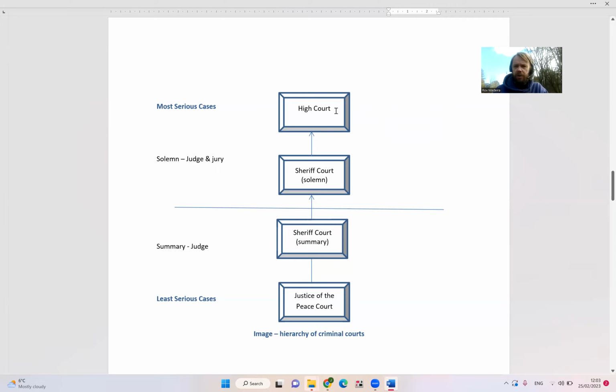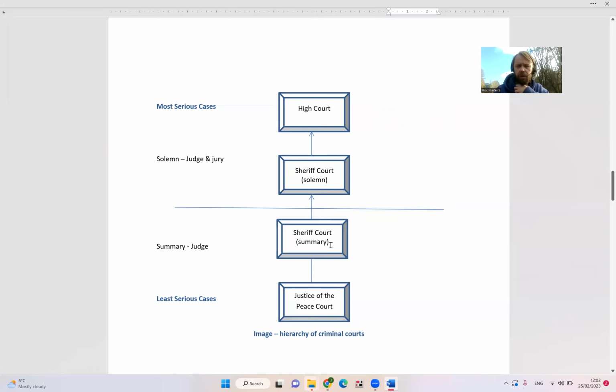So what is Summary Procedure and what is Solemn Procedure? Well, in simplistic terms, summary procedure is basically when a case is heard just by a judge or a justice of the peace. And in solemn procedure, a case is heard with a judge and a jury of 15 people in Scotland. Basically what this diagram shows us is that the Justice of the Peace Court always runs under summary procedure, so you never get solemn courts in the JP court. The High Court always runs under solemn procedure. So in other words, High Court trials always have a jury.